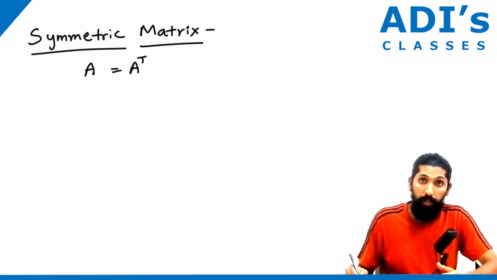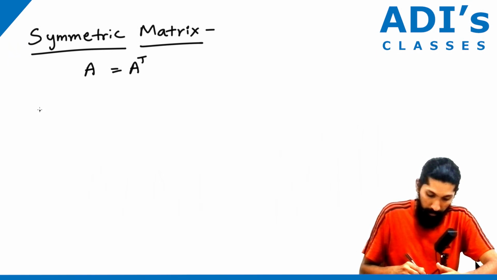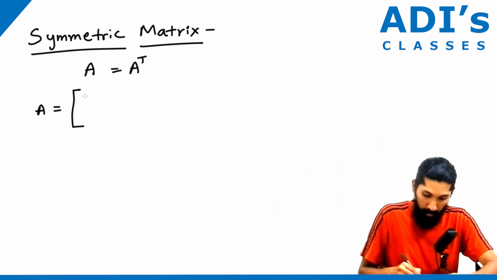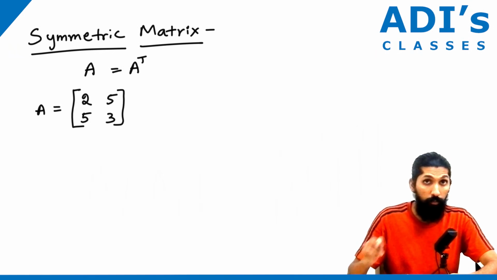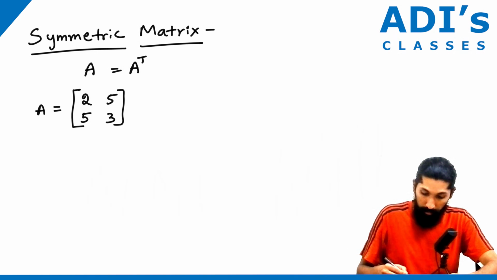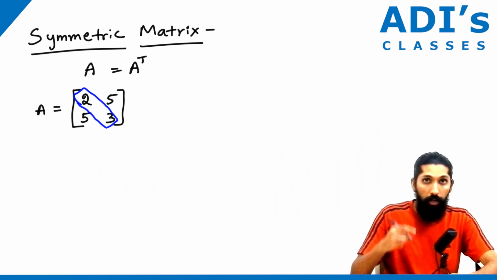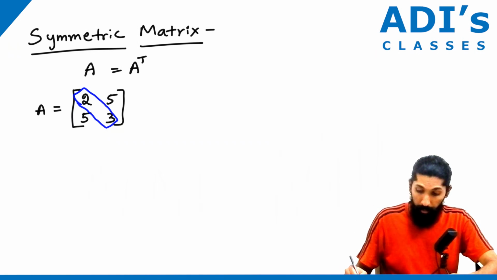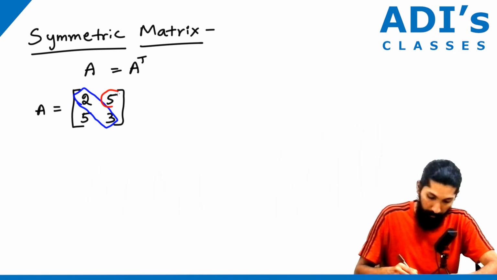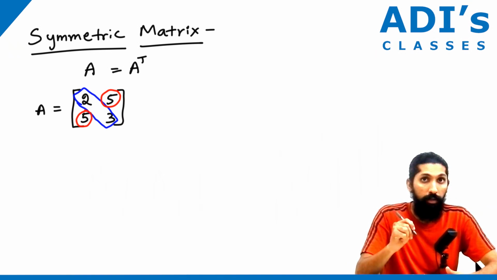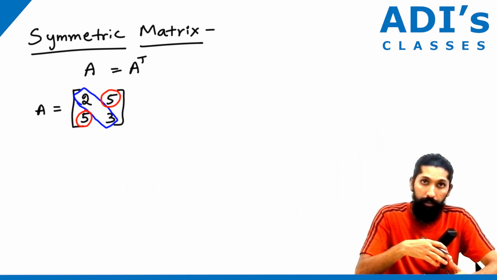In the sense, suppose say matrix A, first we'll start with 2 cross 2. Say this is 2, 5, and this is 5 and 3. Now what I want you to understand is that this is the principal diagonal, correct? Now above the principal diagonal and below the principal diagonal, the elements are one and the same, correct? So this is the key point in understanding what is a symmetric matrix.